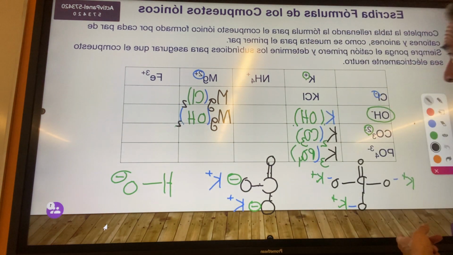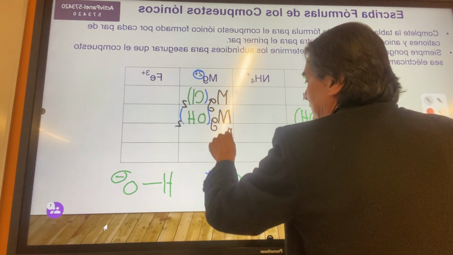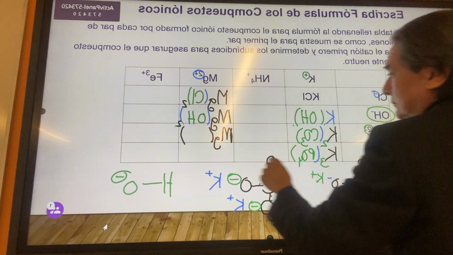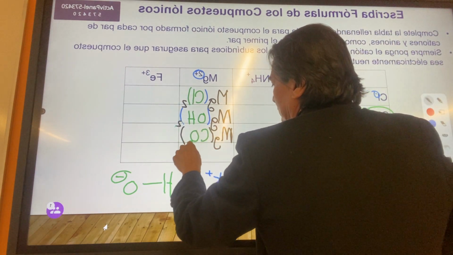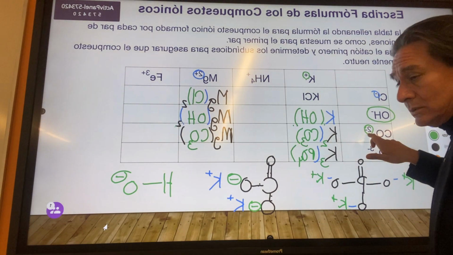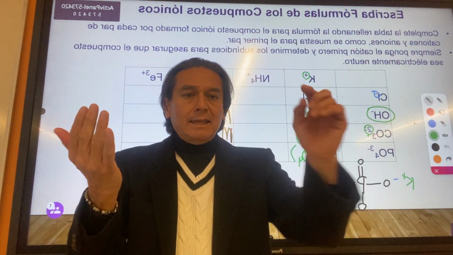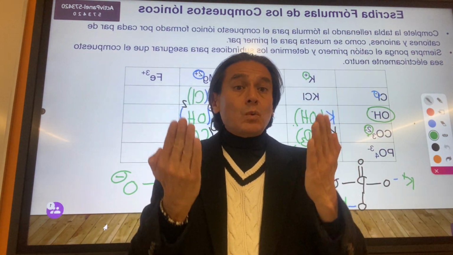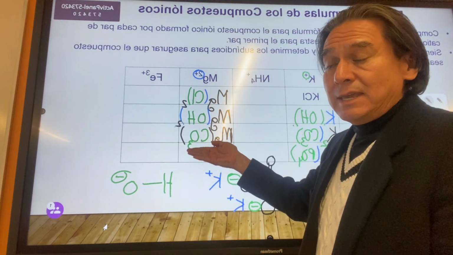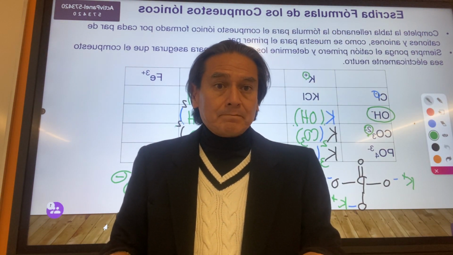Let's take a look at what happens with the carbonate. The rule says magnesium first, okay? Then you're going to have the carbonate. But notice that the carbonate has a -2, and the magnesium has a +2. That means that they will mix in a 1-to-1 ratio to provide a neutral compound. The subscripts of 1 are never included in the formula. That's a convention.